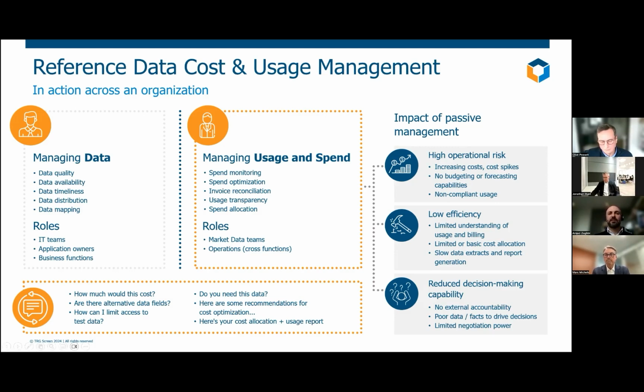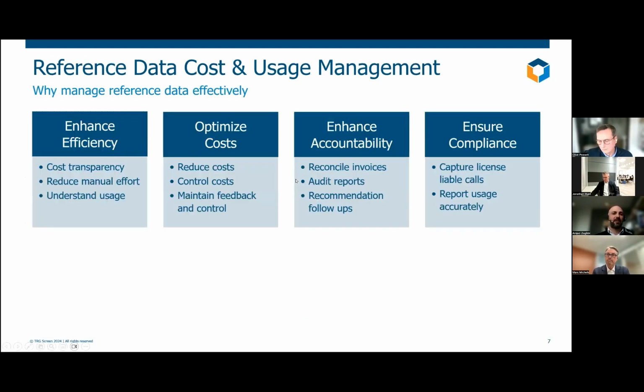Now, that's a simplified view. Before we talk about the best principles for managing reference data, let me talk a little bit about why we would like to do that. These are the objectives that we see and talk about with clients. Firstly, we want to enhance efficiency. We want to make sure that we understand our spend. We want to make sure that we know why consumers are accessing data.